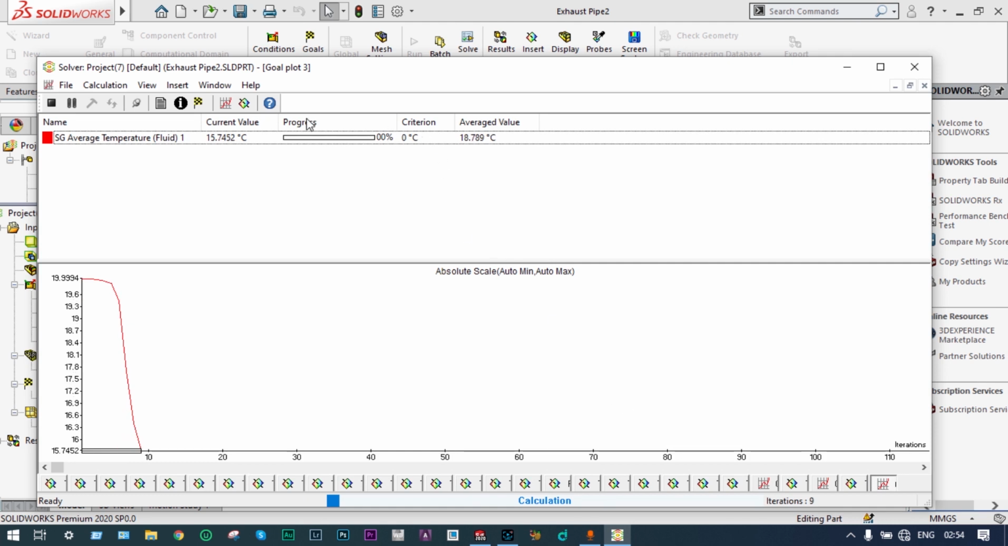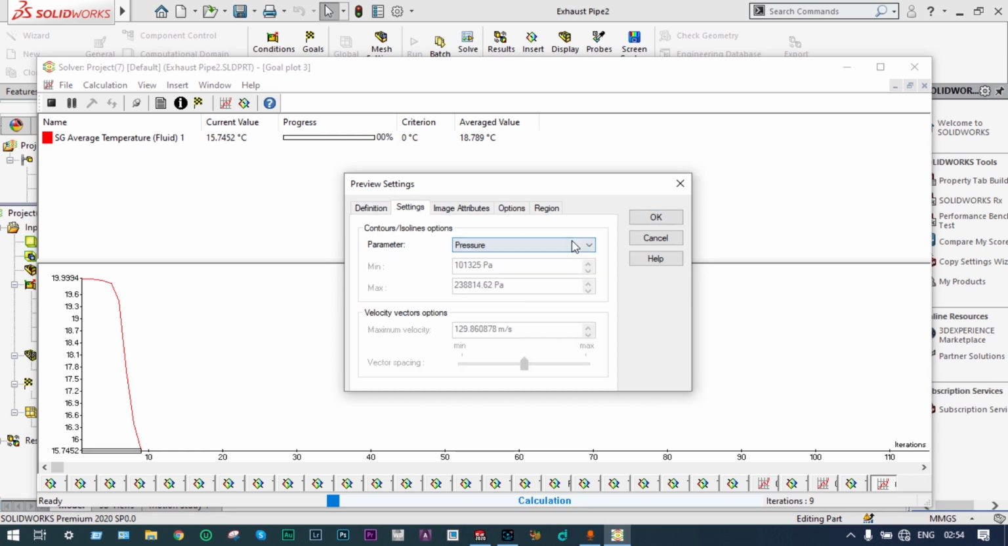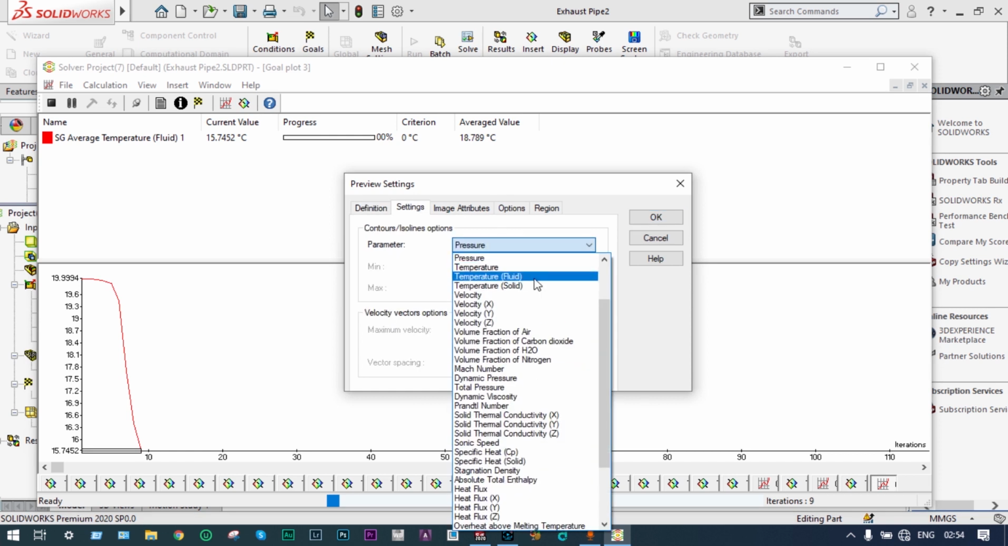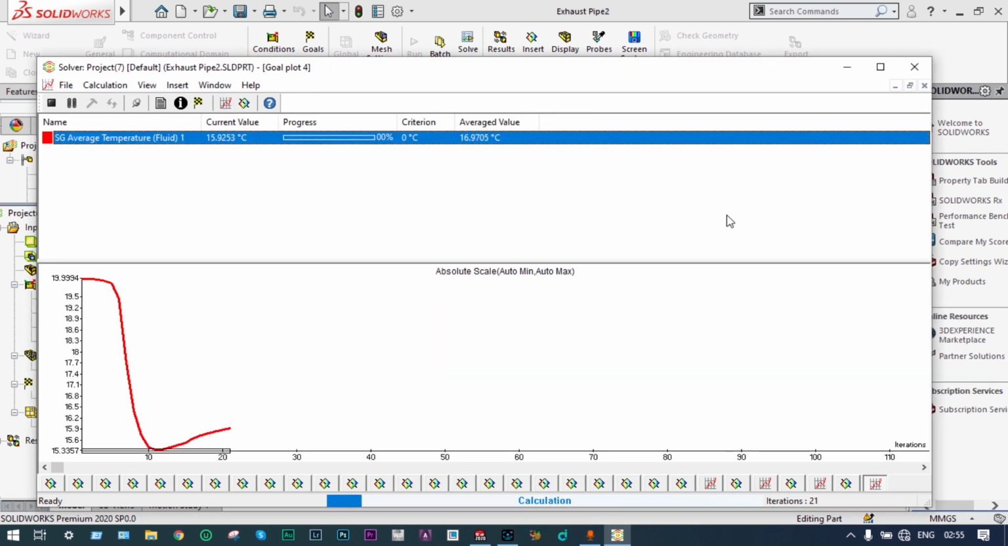You can see from the graph itself and from this sketch, you can see the results from the sketch. Settings, we want to see temperature of fluid at the exit location. You can see from the graph also. See, maximum temperature is 19.99 degrees centigrade approximately. It has come down to 15 degrees centigrade, then it has started increasing. We can view these things from the original drawing also.